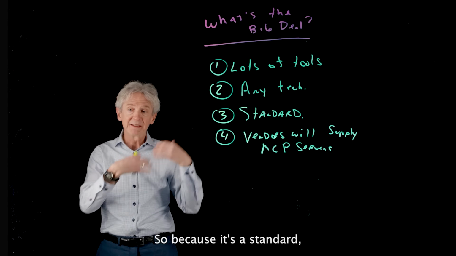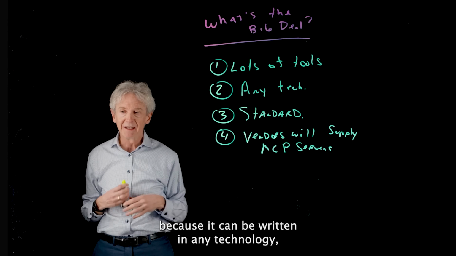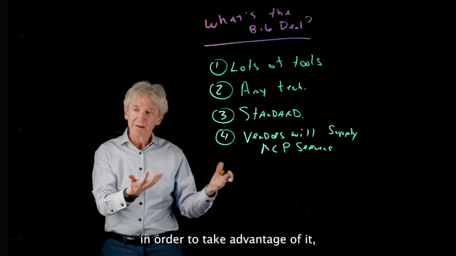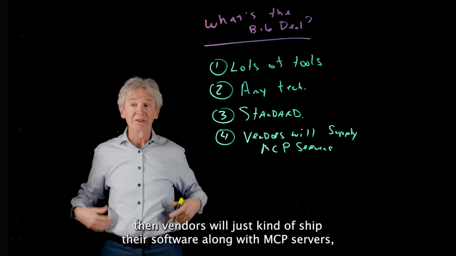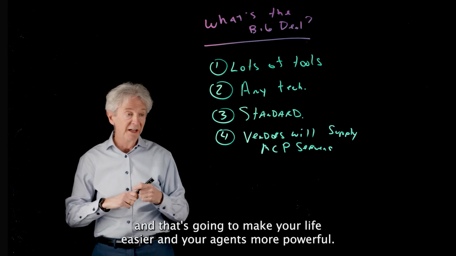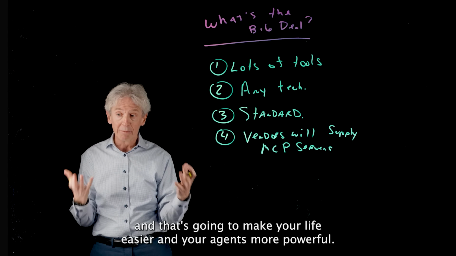Okay, so because it's a standard, because it can be written in any technology, because you don't really have to know what's in the black box in order to take advantage of it, then vendors will just kind of ship their software along with MCP servers. And that's going to make your life easier and your agents more powerful.